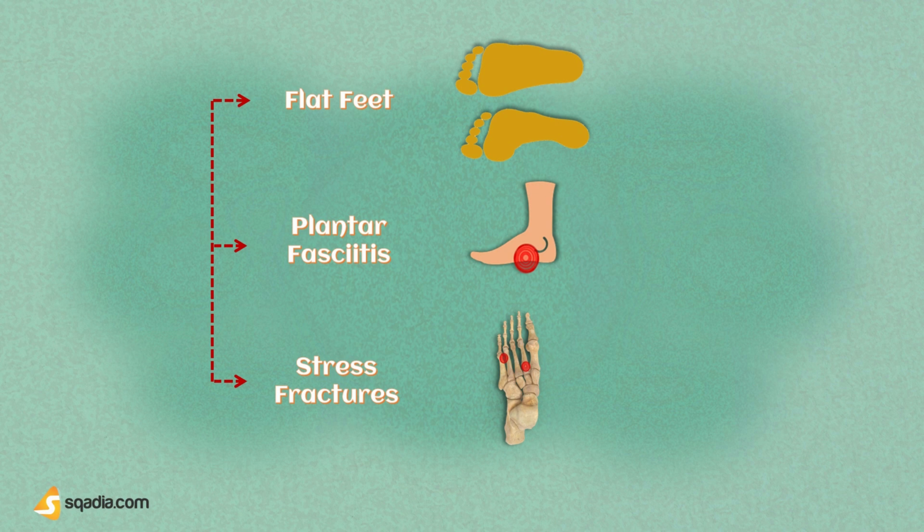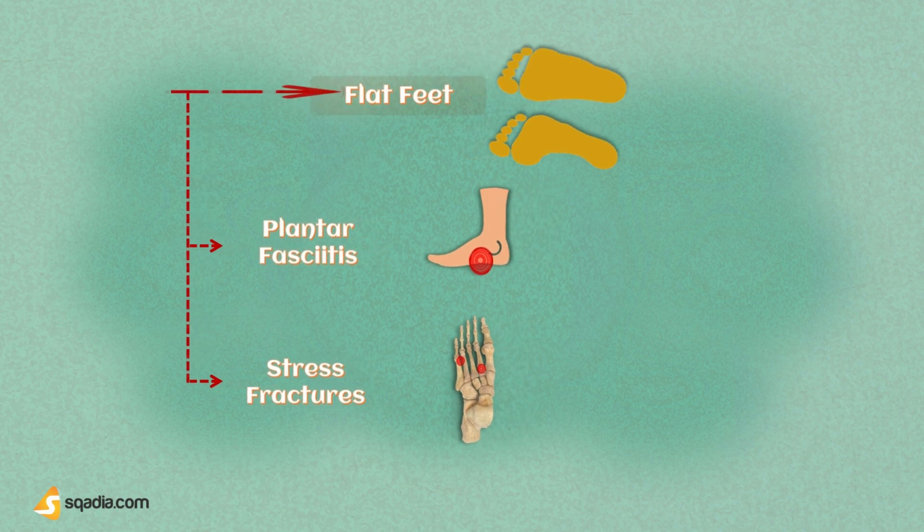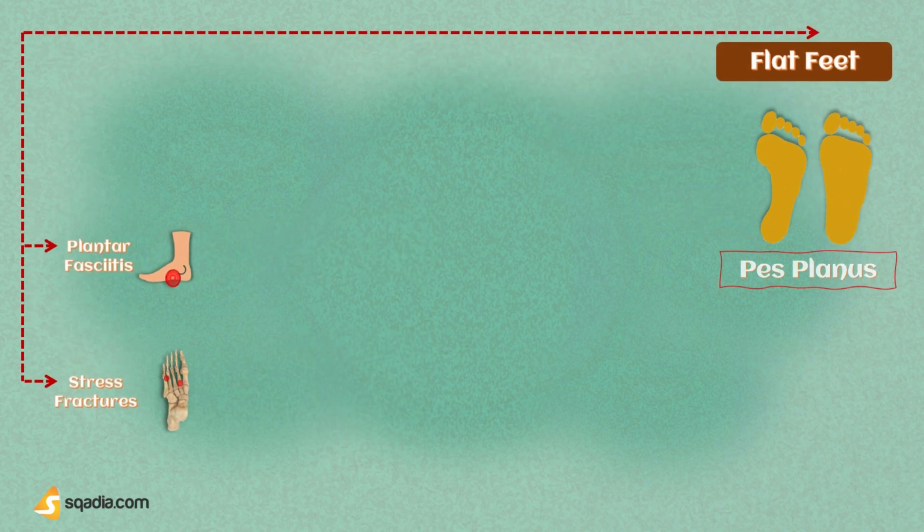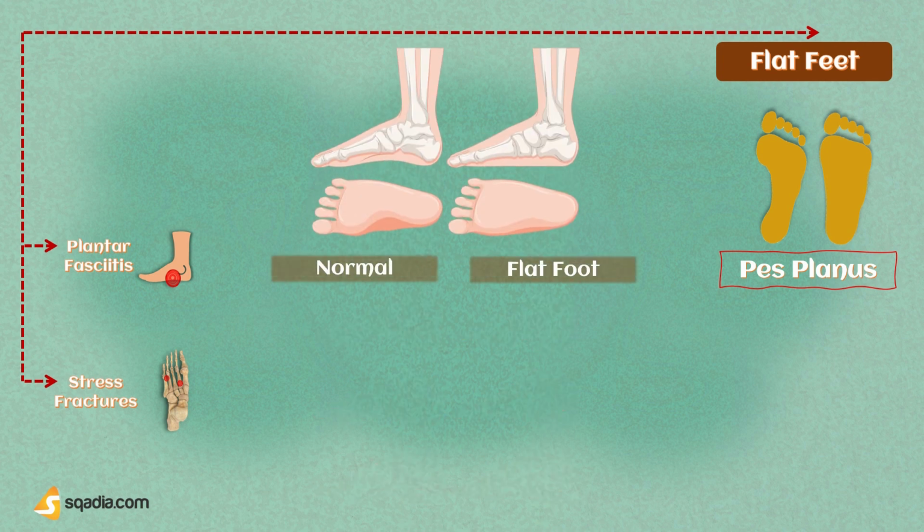First, let's talk about flat feet. Absence or collapse of the arches leads to flat feet, which may be congenital or acquired. Here you can see the normal and a flat foot. The effects of a flat foot are as follows: loss of spring in the foot leads to a clumsy, shuffling gait.